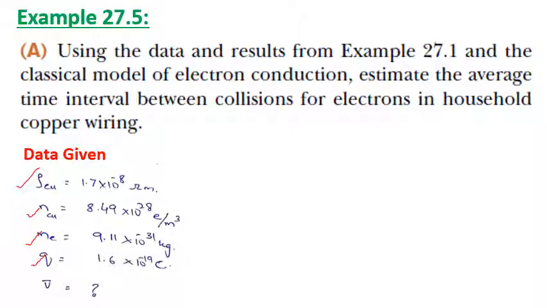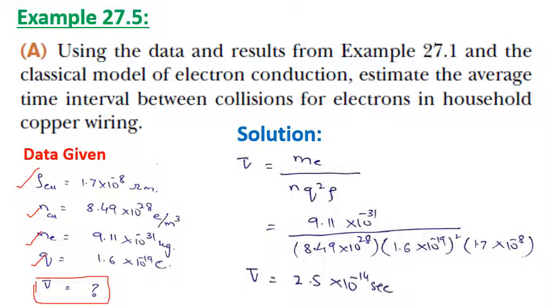What we are interested in finding is tau, that is the relaxation time. So we'll proceed as we know this equation, that tau is equal to m_e over n q square into rho. We have the value of m_e, n, q square and rho. Simply put in the values and we'll get that tau is equal to 2.5 into 10 to the power minus 14 seconds. That is the time between two successive collisions, and we have tau.